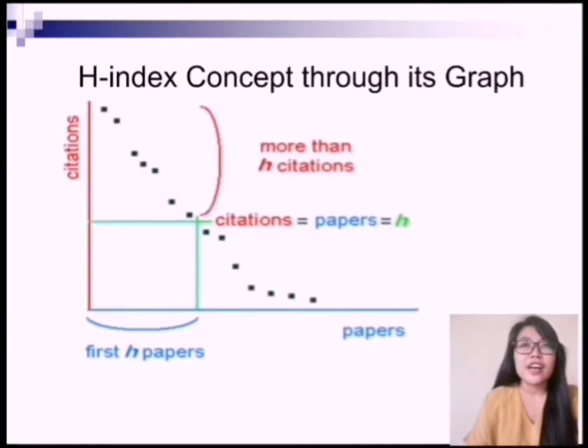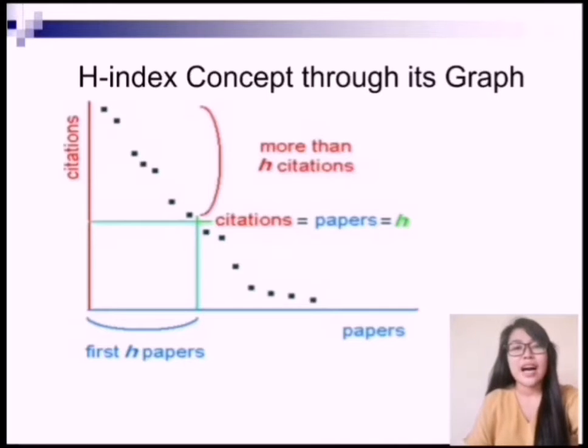Now, to further picture it out, we will be using the concept through its graph. The x-axis will be the published papers, and the y-axis is the citations. As you can see, the first H papers already received more than H citations. Therefore, citations is equal to papers, and that is now your H-index.